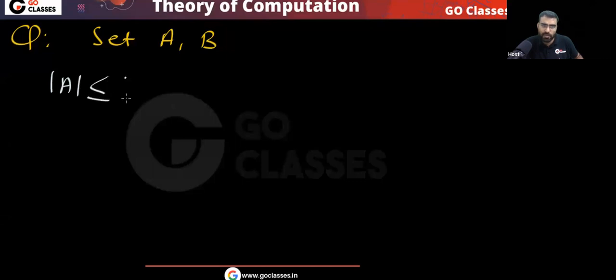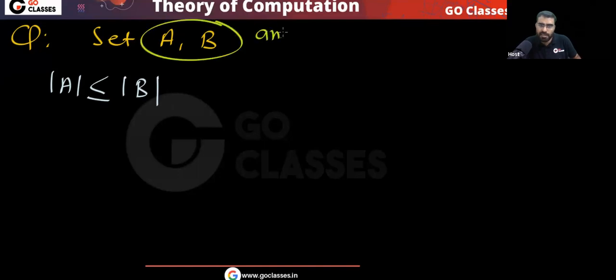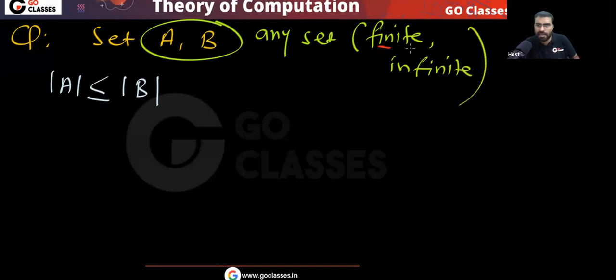Now let me ask you another question. You have set A, set B. If there exists an injection, what can you say? Two things I'm asking. The first question: let's assume cardinality of A is less than or equal to cardinality of B. Remember, they can be any set: finite, infinite, countable, uncountable, whatever. We will study what is countable and what is uncountable.